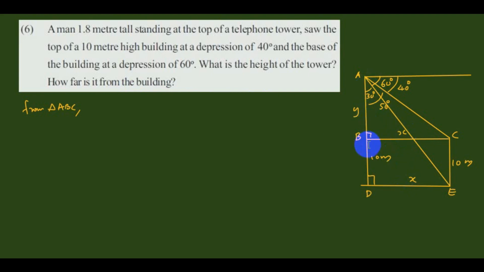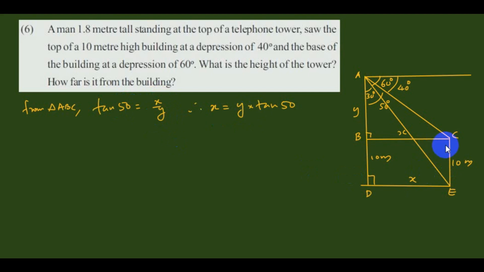When we consider triangle ABC, here one angle is 50 degree. ഈ angle 50 degree ആണ്. For the 50 degree angle, the opposite side is x and the adjacent side is y. Therefore, we can tell tan 50 is equal to x by y. അതിന് x എന്താണെന്ന് പറയാം. Therefore, x is equal to y into tan 50. Cross multiply ചെയ്താൽ x is equal to y into tan 50.